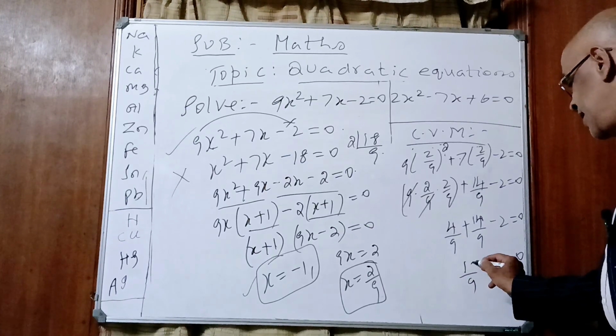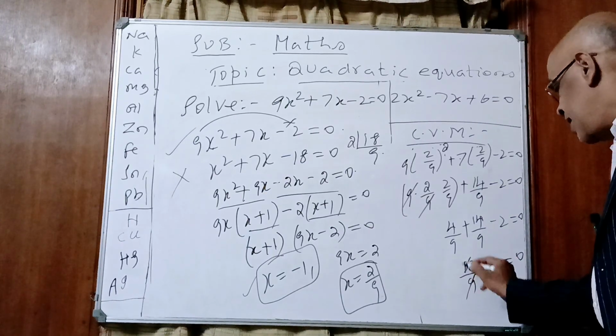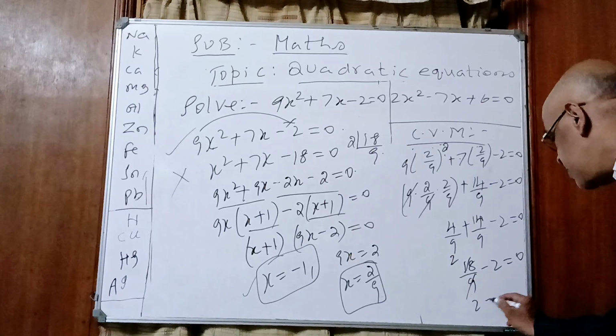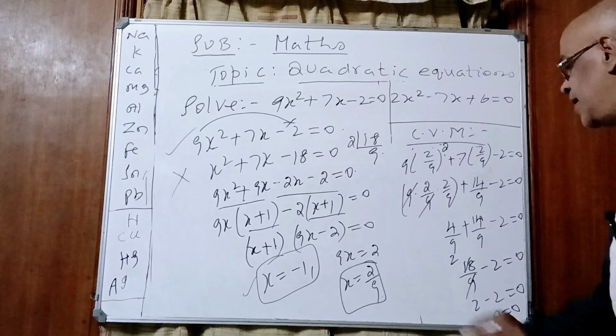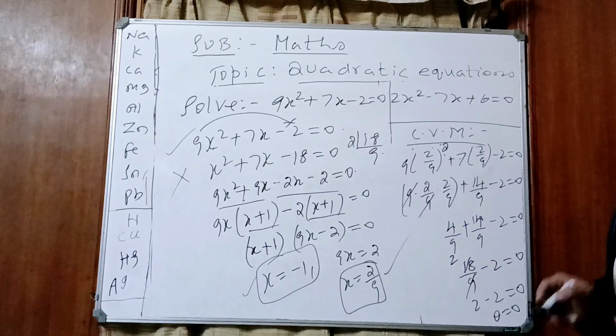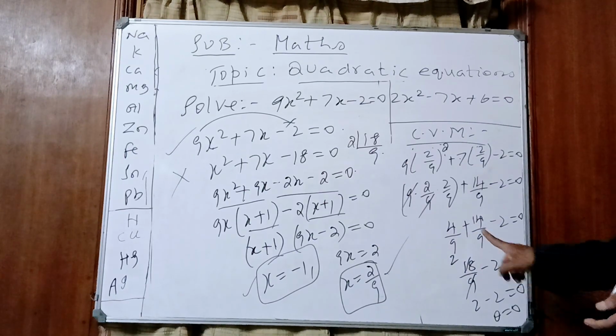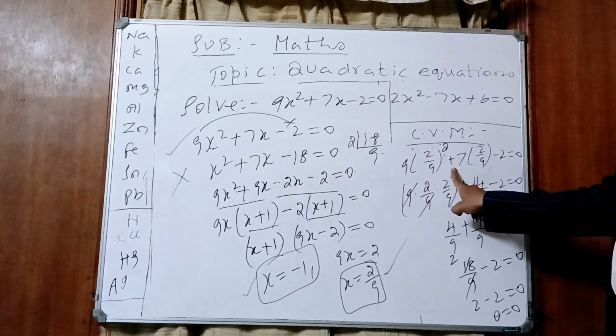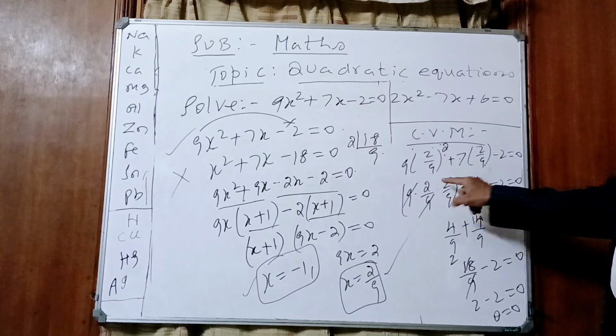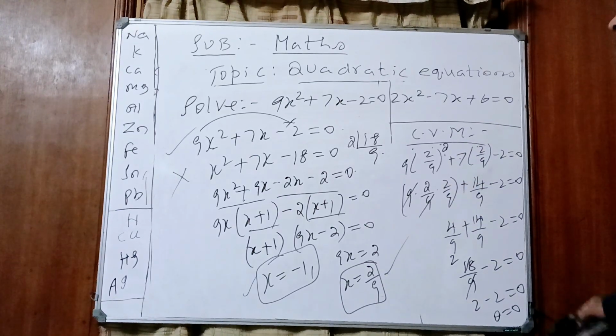See, children, 18. 9 ones are 9, 9 twos are 18. 2 minus 2, 0. LHS is equal to RHS. Yes, our answer is correct. Yes or no? If I had made a mistake here, I would have gone in reverse direction and found that I wrote minus here by mistake. Yes or no, children? Interesting now?